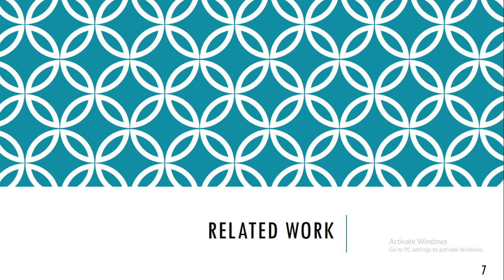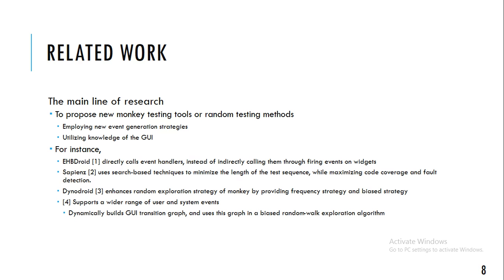Next, I will have a very quick review of the main approach that is followed in the literature. The main approach in the literature is to try to propose new monkey testing tools, new methods, or new random testing techniques. For instance, by proposing new event generation strategies that outperform the random event generation strategy of the monkey, or by extracting some information about the GUI and using this information for event generation. For instance, EHP directly calls event handlers instead of generating events on the GUI layer, which indirectly calls the event handlers.